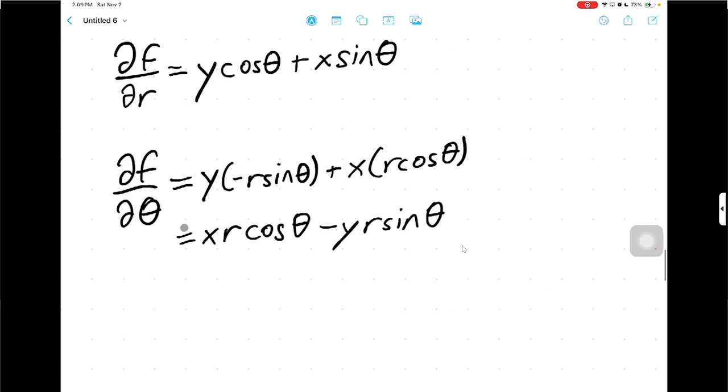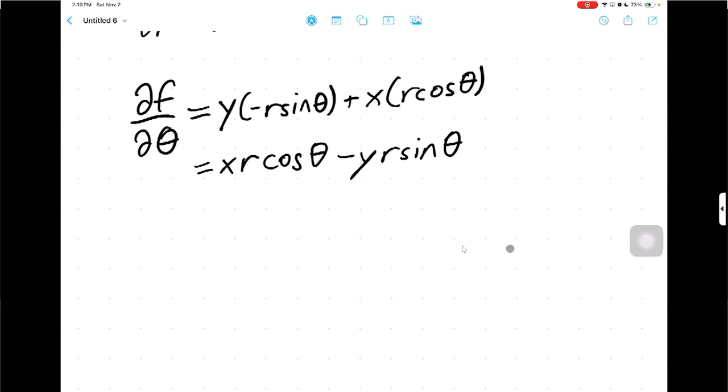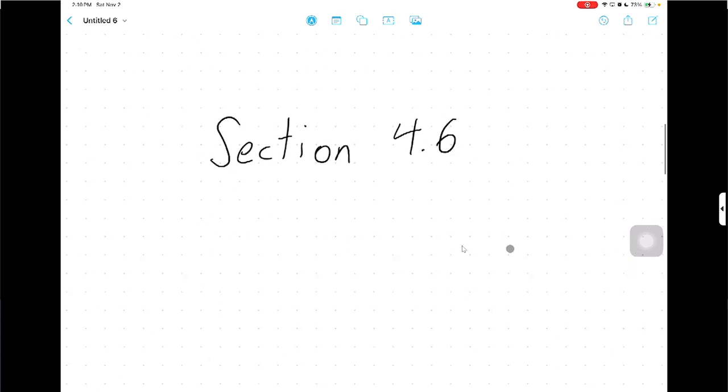If you want to just plug in everything to get this only in terms of r and theta, you absolutely can. Alright, and that's it for 4.5. That's all the concepts we need. Section 4.6. This is directional derivatives and the gradient.